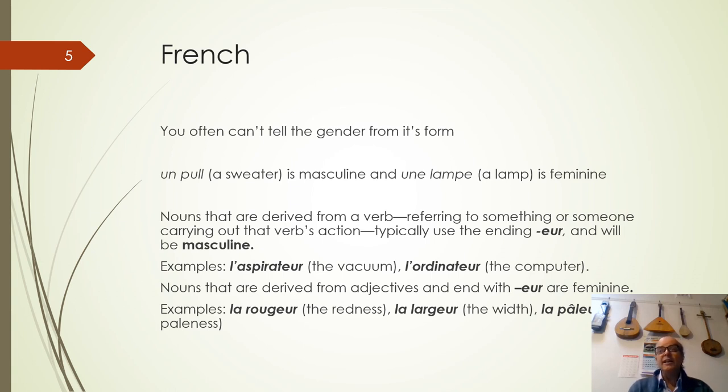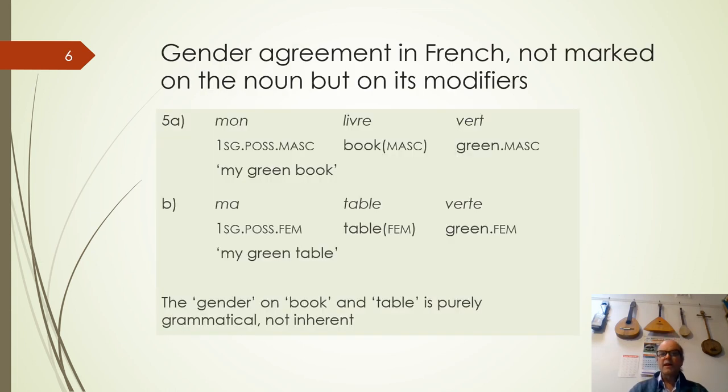The thing that you can tell the difference by is the article, which is the L word at the front here. So if it's of the form le, just an L apostrophe, then this shows that it's masculine. If it's la, as in la largeur, la rougeur, then it's feminine, la and le. Those two words for vacuum and computer commence with vowels, and that's why the masculine article is reduced to an L apostrophe. Okay, gender agreement in French isn't marked on the noun, but is marked on its modifiers.